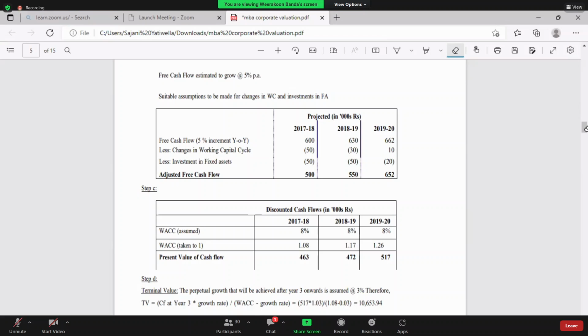If you focus on the next 3-year period, then we can consider the free cash flow with a 5% increment year to year. The free cash flow increment can be at some particular rate. So here it indicates a 5% increment: 600 into 1.05, 630 multiplied by 1.05, 662.